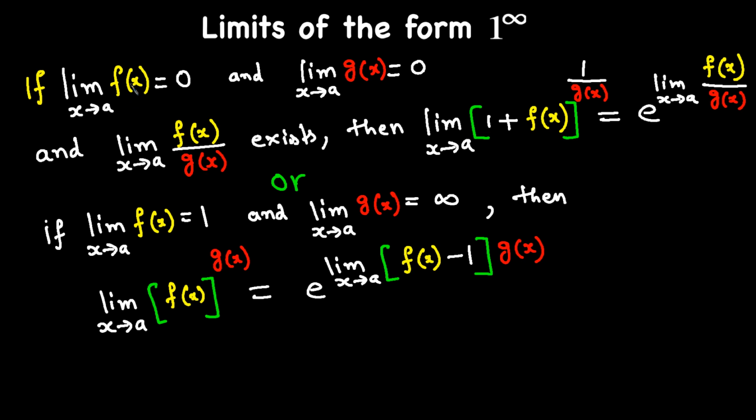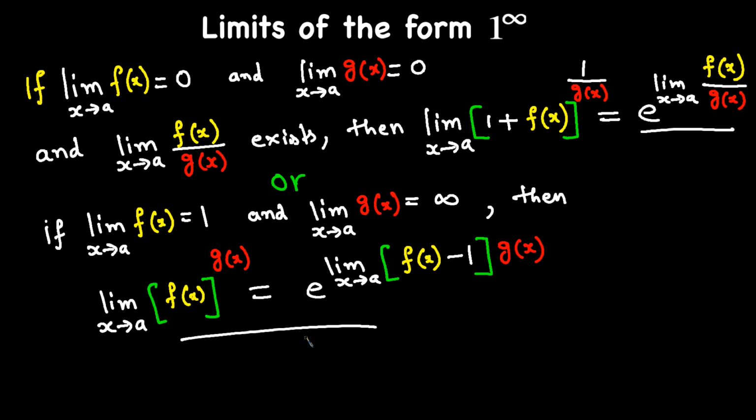So let's say we have a function f of x, and the limit as x approaches a gives you 0, and the second function is g of x, and the limit as x approaches a is equal to 0. If the limit of f(x) over g(x) as x approaches a exists, then the limit of (1 plus f of x) raised to power 1 over g(x) as x approaches a is equal to this value, which is basically the exponential raised to power limit as x approaches a of f(x) over g(x), or it can be written in this format too over here.